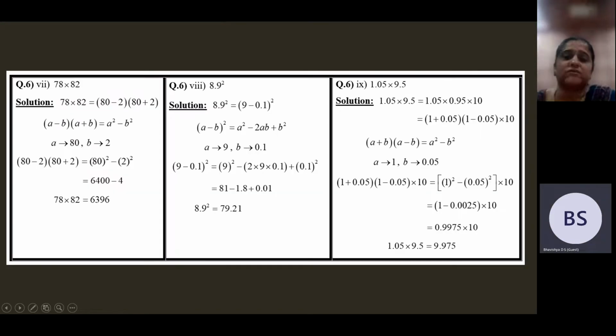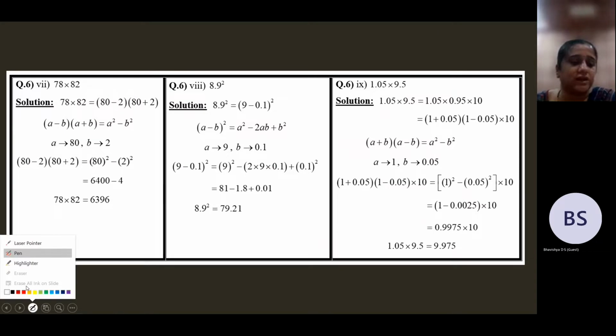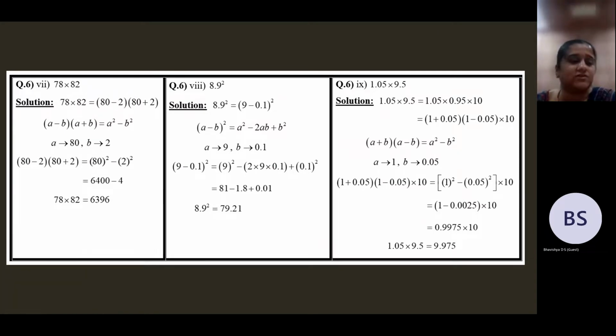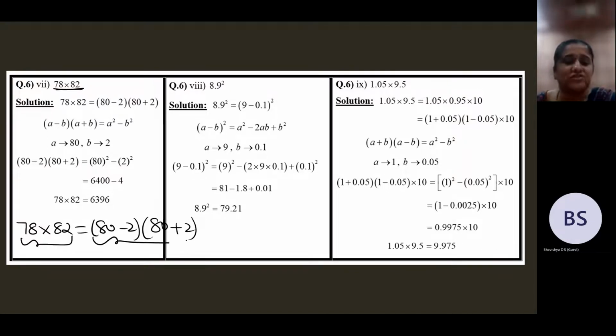See, when you did this one, look at this. I'll tell you the difference between these two. Listen, this is 78 into 82. To work this one, you write 78 as 80 minus 2 and 82 as 80 plus 2. Correct, Bhavishya? Yes, ma'am. Now, this is the question, also written in a different way. This is not the answer. This is nothing but 78 into 82. Yes or no? Yes, ma'am.